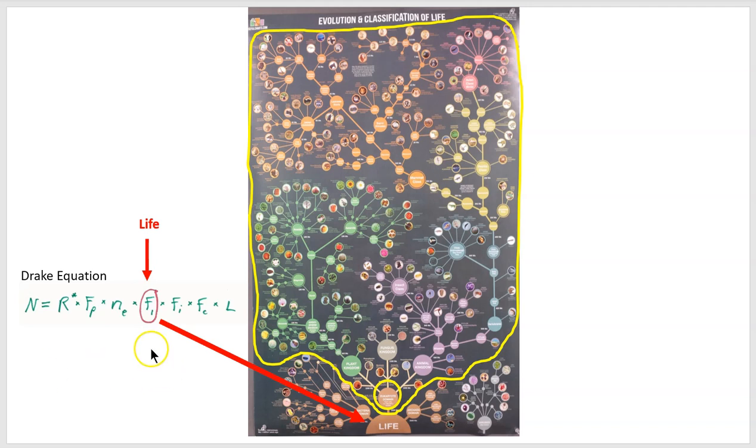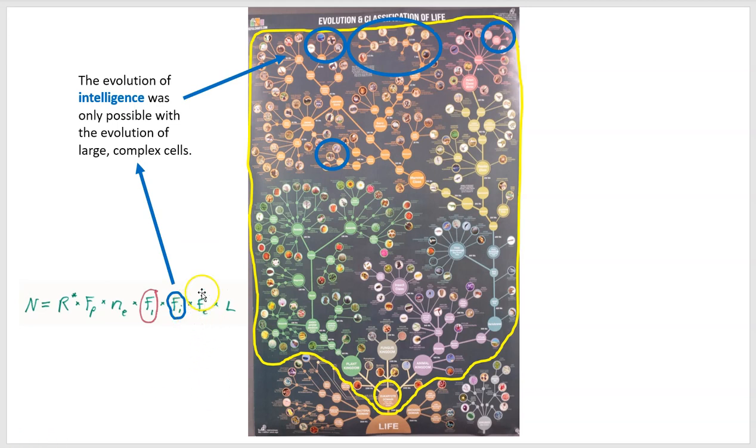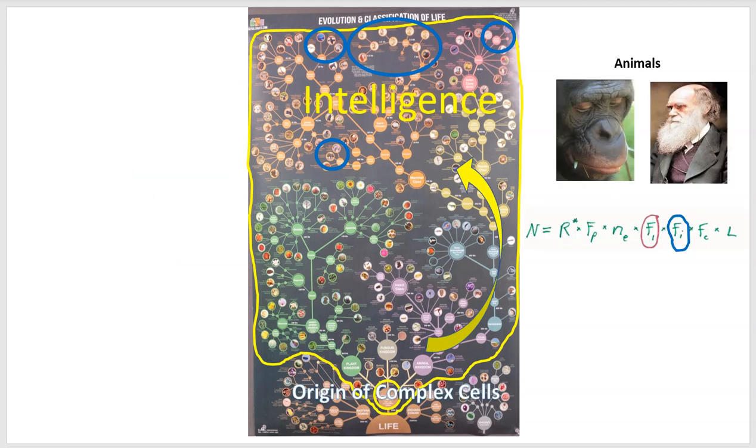If we think about the Drake equation again, we have the fraction of planets where life emerges. That's down here. But then the next term in the Drake equation is the fraction of planets that have life where the life gets intelligent. It turns out that this intelligence is really only found among organisms that are composed of complex cells. So in a sense, the origin of these complex cells was really important for the evolution of intelligent life on Earth. We wouldn't have intelligent life on Earth were it not for the origin of these complex cells 2 billion years ago.